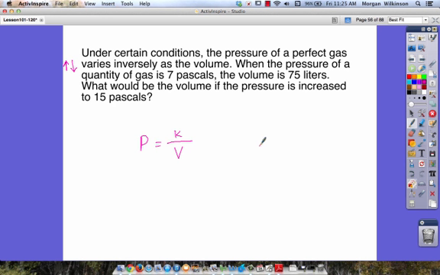Now we have to substitute to solve. The pressure of a quantity of gas is 7. 7 equals our constant of proportionality K. That's what we're going to solve for first. The volume is 75 liters. So in order to figure out what K is equal to, we need to multiply 75 times 7. Let's work that on the side.